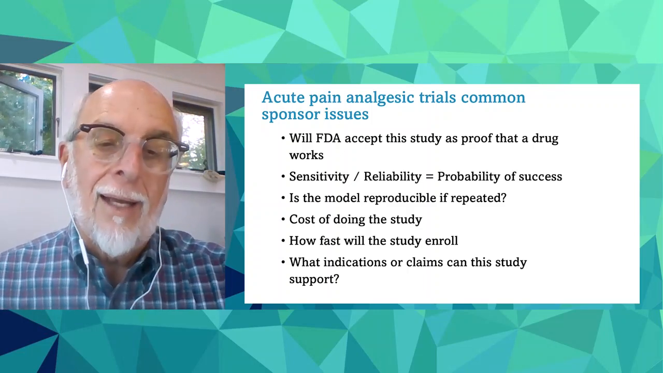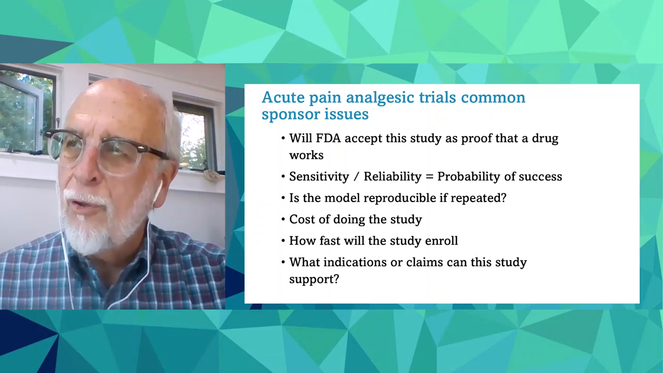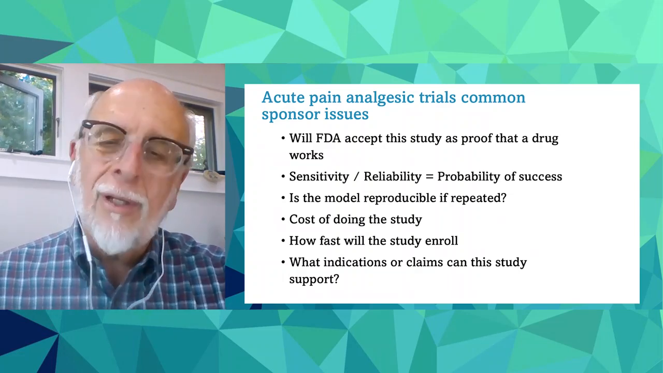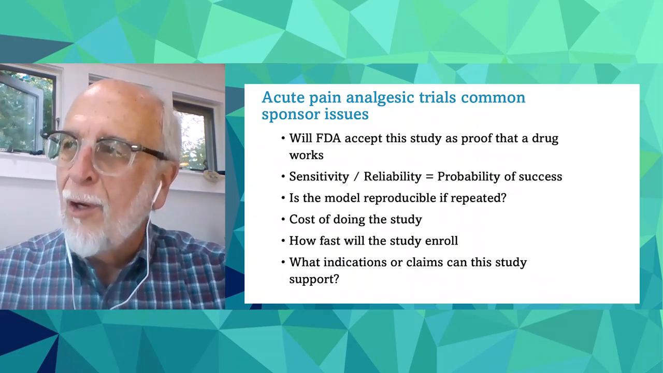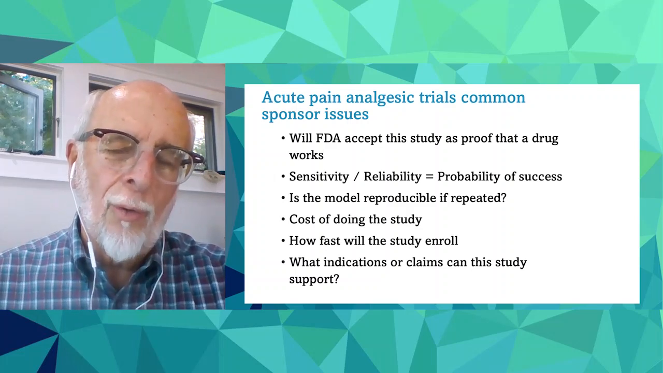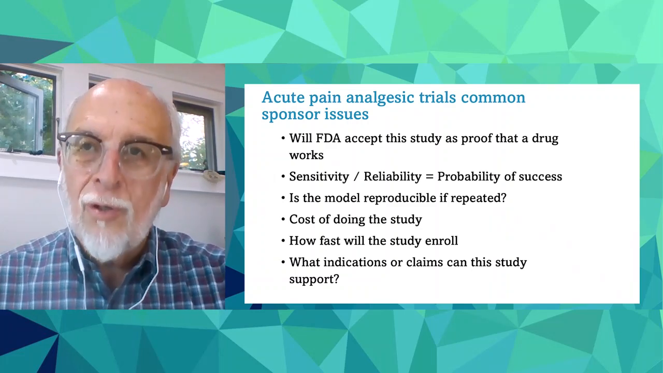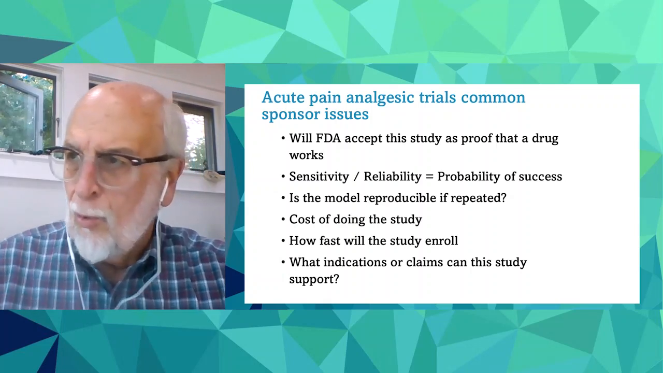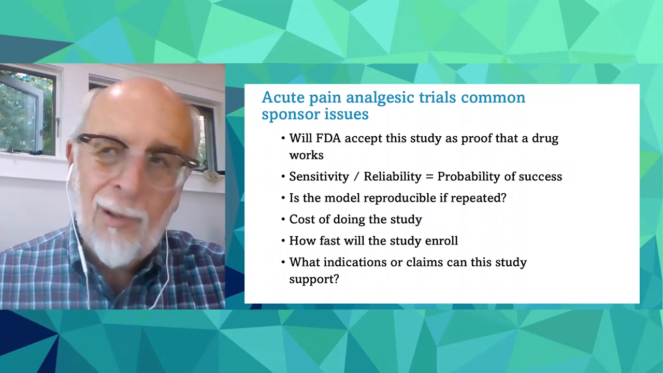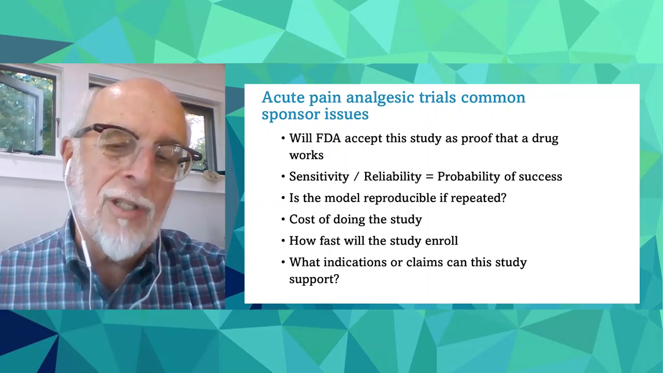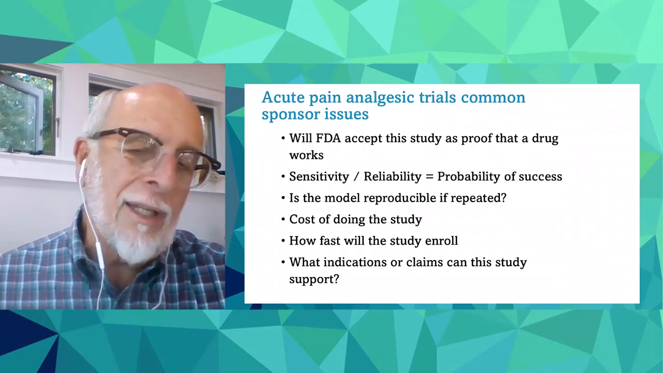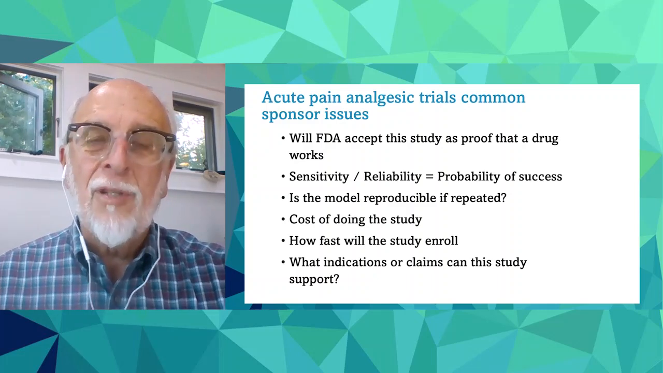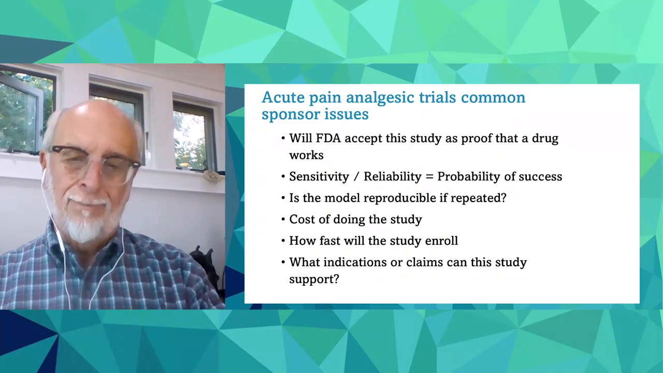Finally, they'll ask, since I have to produce replicate studies, if I did the study over again, would it look the same? And so there are a number of studies that have been published showing that the reproducibility in dental impaction studies is quite high. There's also a question about, how much is it going to cost to do these studies, and how many patients am I going to need to enroll, and how quickly can you enroll them? And finally, what are the claims that can be supported with this type of study?